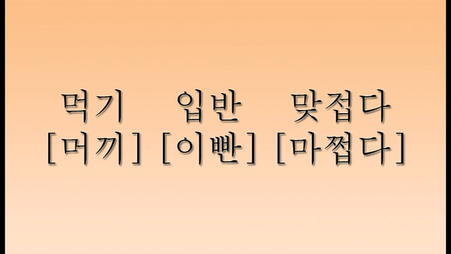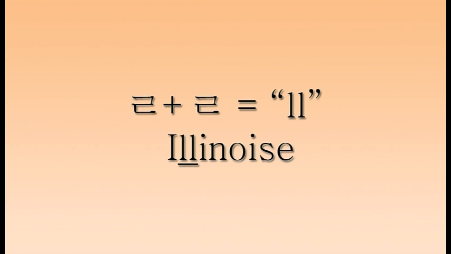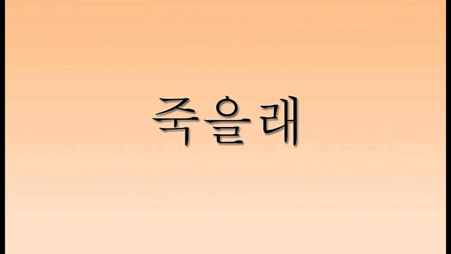There is one exception to this rule. If the rieul meets another rieul, the sound changes to something very similar to a double L in English, as in Illinois. A Korean example would be the expression jugule. Okay, let's practice what we learned so far.